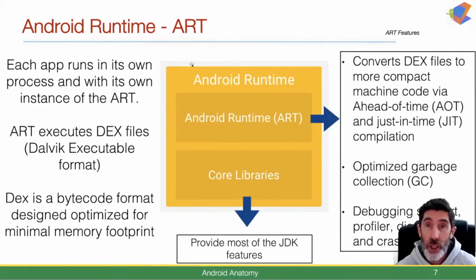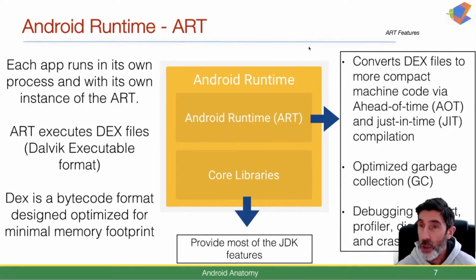We then have our Android runtime, or ART for short. Each app runs in its own process and with its own instance of the ART, the Android runtime. It executes DEX files. This is short for Dalvik executable format. It's basically like your .exe for programs on Windows machines, and a .app application on iOS machines. Okay, DEX is a bytecode format designed and optimized for minimal memory footprint.